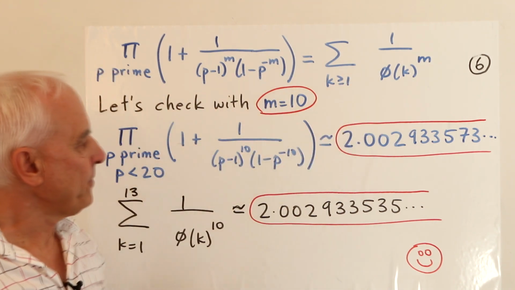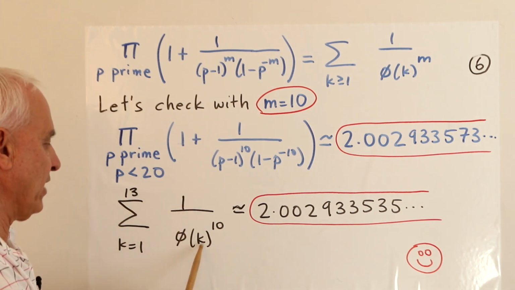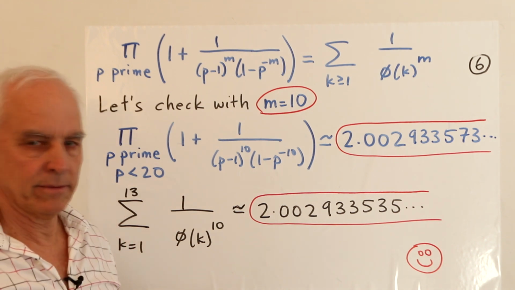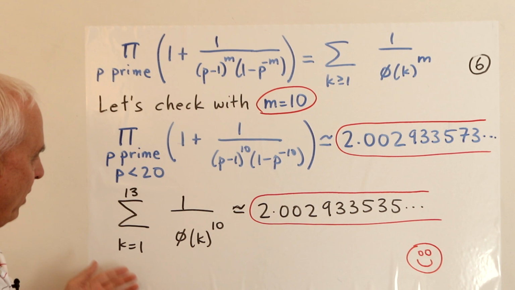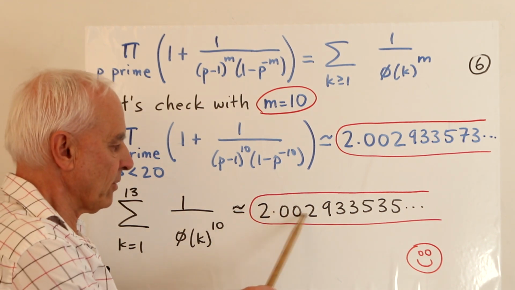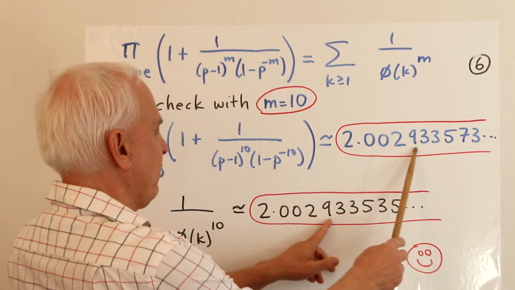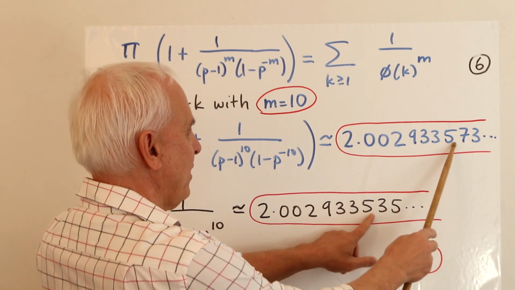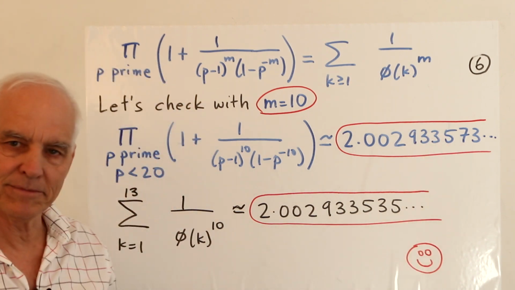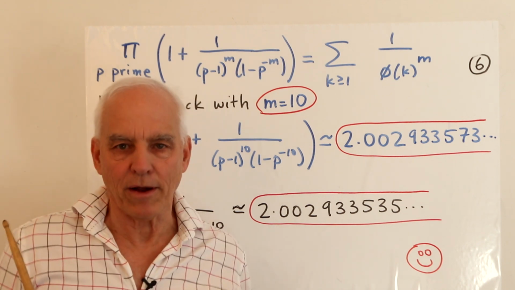And on the right-hand side, we could take the sum of 1 over phi of k to the 10, say k going from 1 to 13, basically the ones I showed you already. My computer can calculate that also, and it gets 2.002933535. Hey, that's not bad. We've got equality up to 7 decimal places. That gives us a fair amount of confidence that this is a reasonable formula.